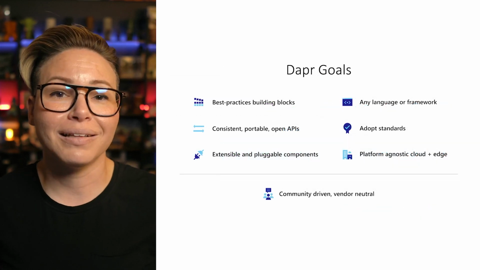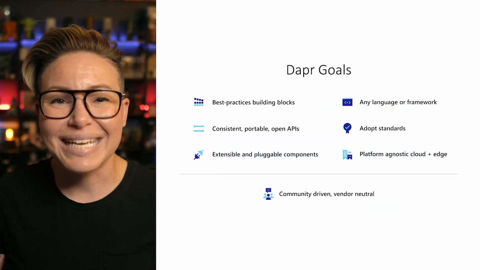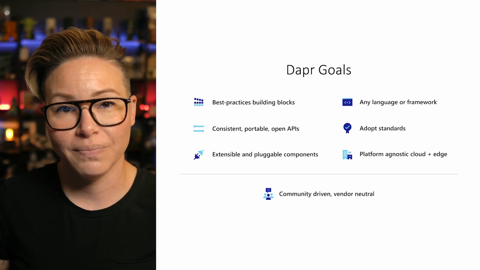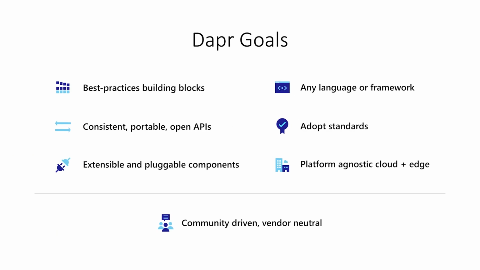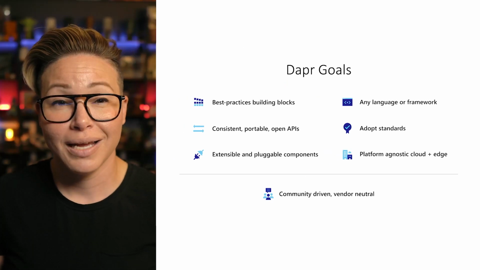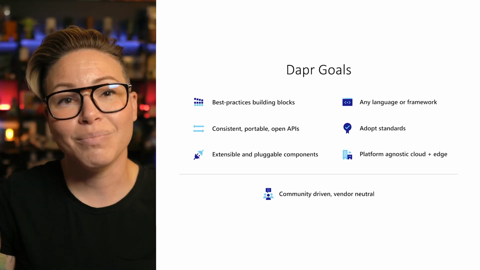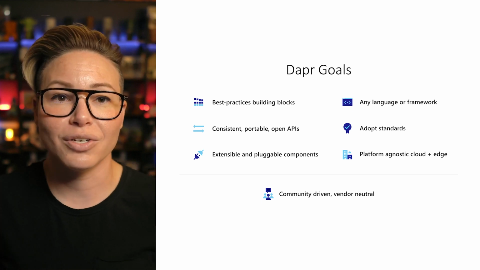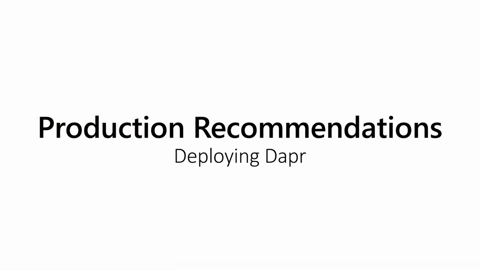It was developed by the cloud-native community as a way to ease distributed application development. To recap, Dapr offers best practice building blocks, consistent, portable, and open APIs, extensible and pluggable components. It supports any language or framework, it's platform agnostic, and it's community-driven and completely vendor-neutral. Now that we understand microservice development challenges and Dapr's goals better, let us shift our focus to deploying Dapr in production.